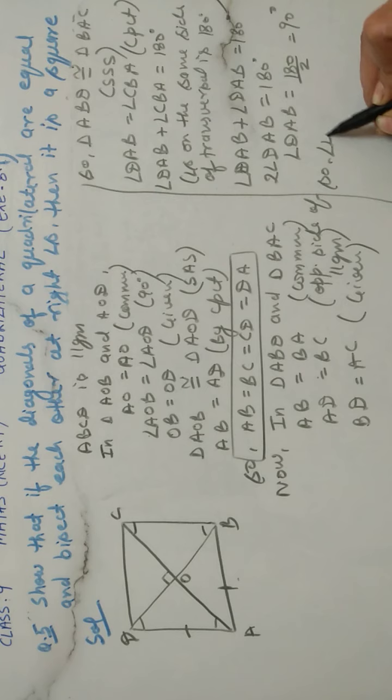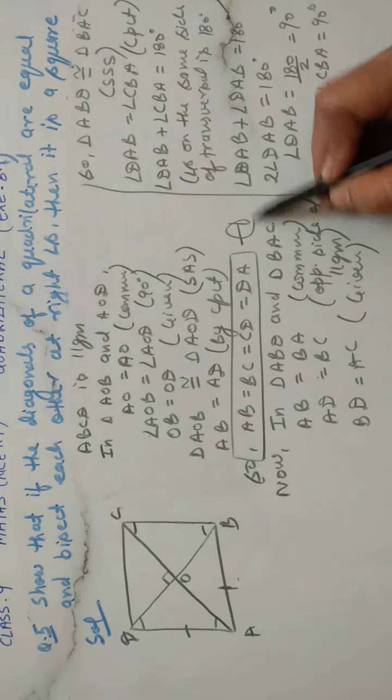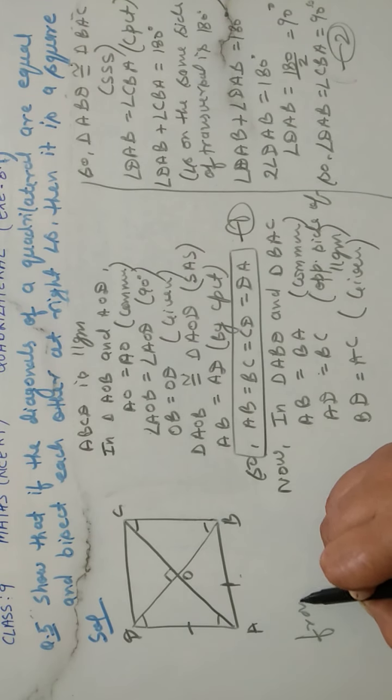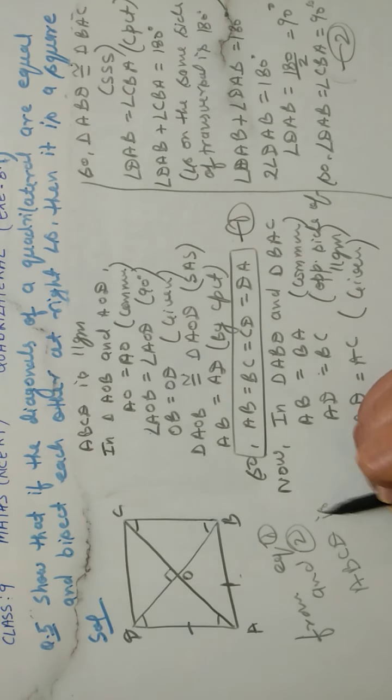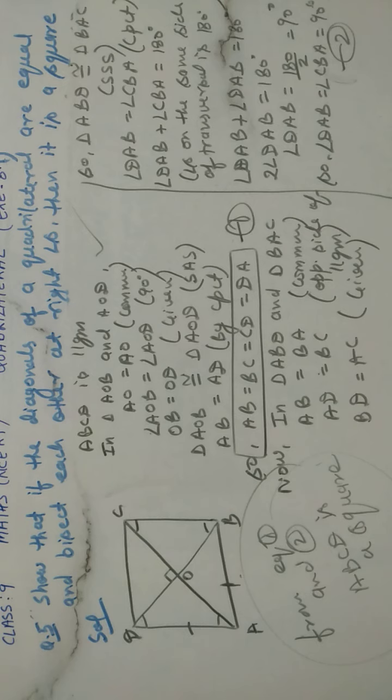So angle DAB is equal to angle CBA is 90. Okay, so this is equation 1, this one is equation 2. So you can write from equations 1 and 2, ABCD is a square. So this we have proved, that it is a square. So this is regarding question number 5 of our exercise, that is 8.1. Thank you. Take care.